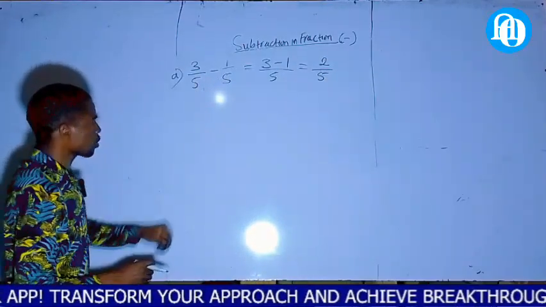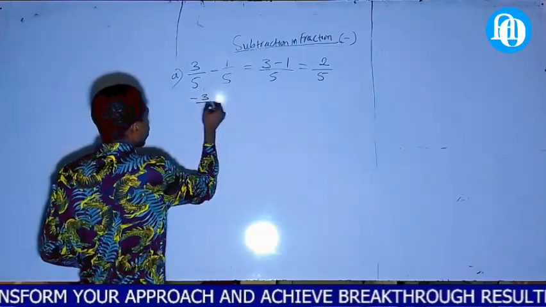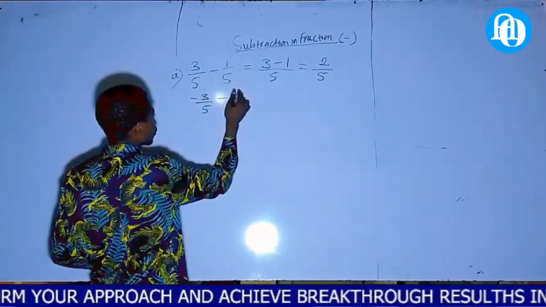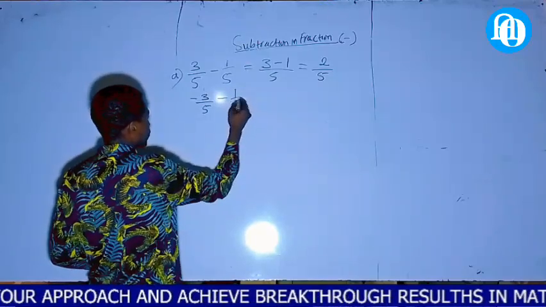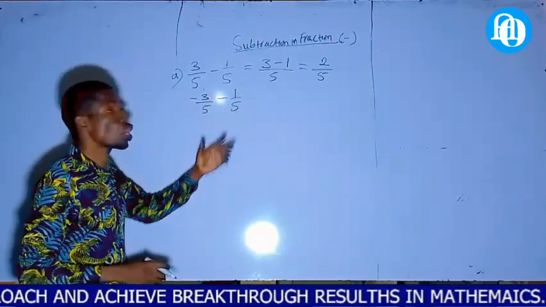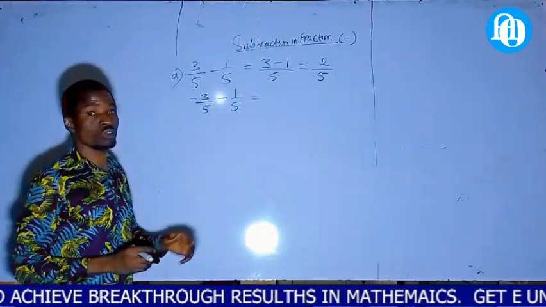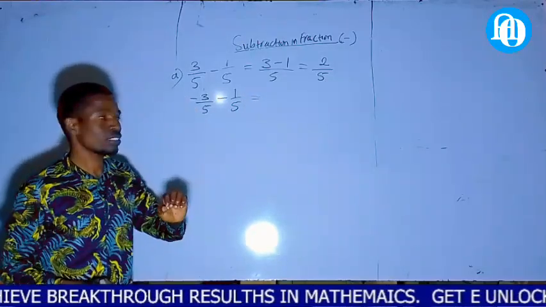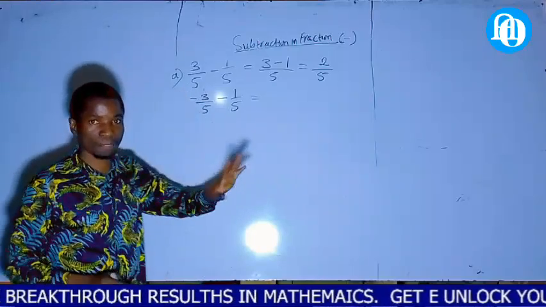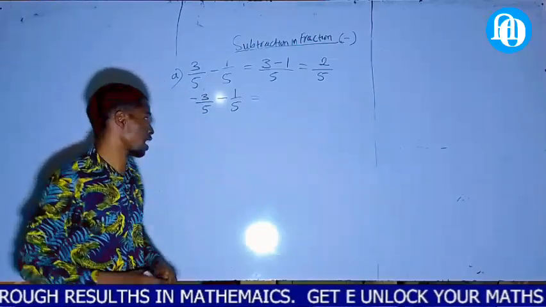That's the answer. What about this? Minus 3 all over 5 minus 1 all over 5. Now, what is the answer of this? Is it still the same thing? No. Now, this one, they call this one integer. Before we can solve this, I want you to understand this because it's very important.